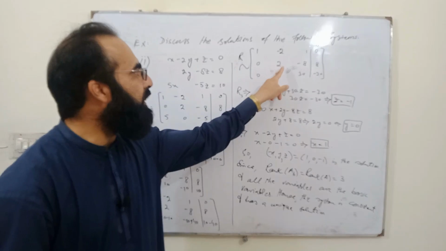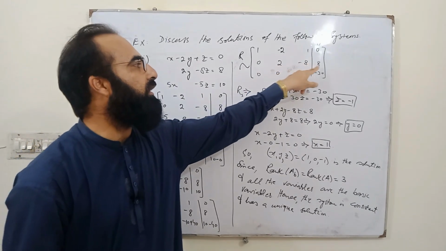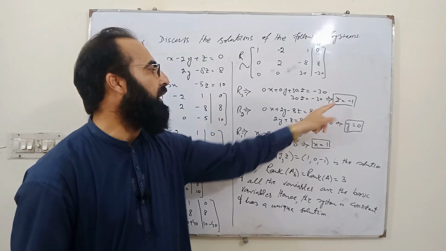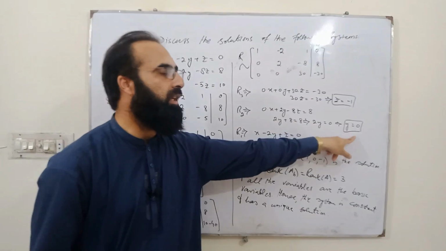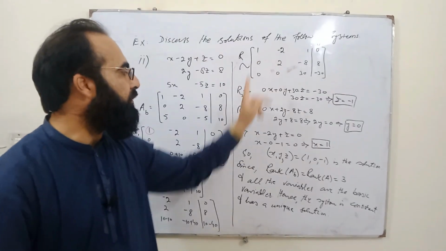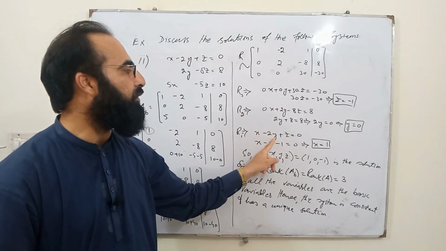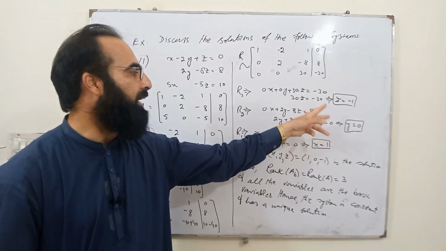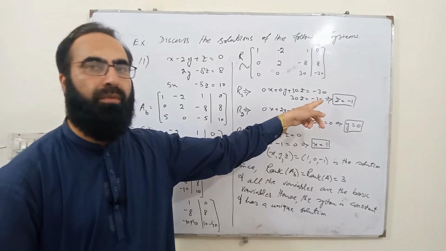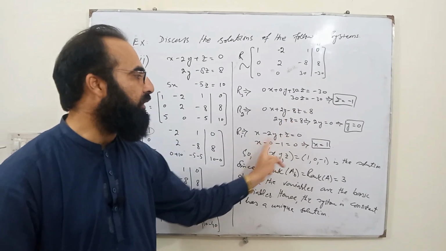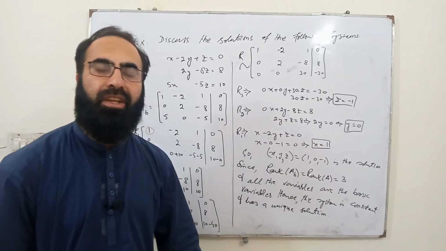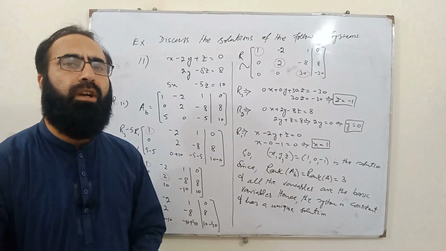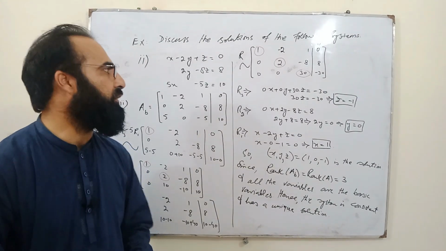From the second row we get 2y minus 8z is equal to 8. Substitute this value of z in this equation, we will get y equals 0. From the first row we get x minus 2y plus z is equal to 0. Put the values of y and z in this equation, we obtain x equals 1. So the solution is clear, all the three columns are the pivot columns.